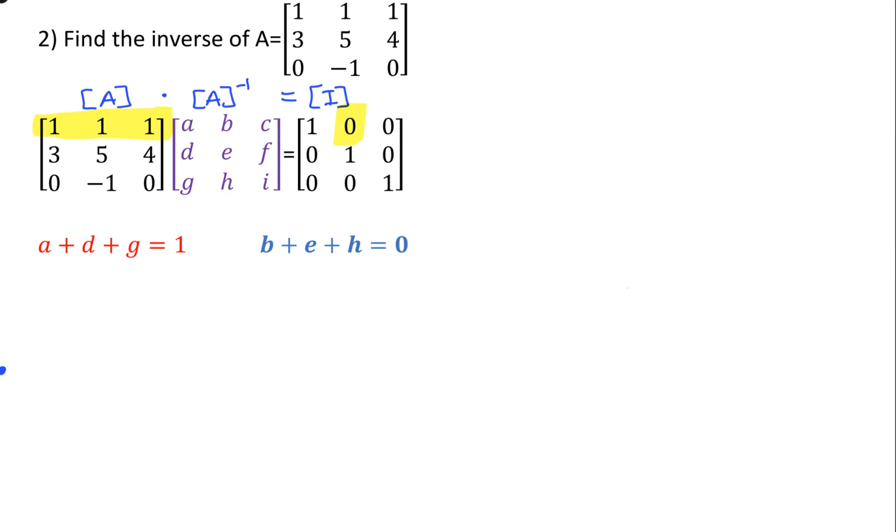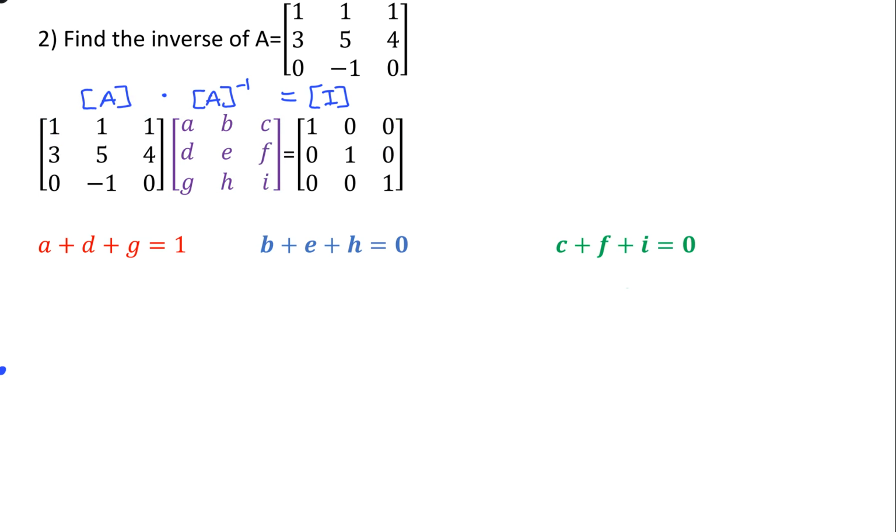Then I do my last column, row 1 times column 3, which is going to equal the row 1, column 3 location. Multiplying that out, and again, if you're struggling with the multiplication, it's the first term times the first one, plus the second times the second, plus the third times the third, equal to that row and column on the other side. And when you calculate that one, you should end up with C plus F plus I equals 0.